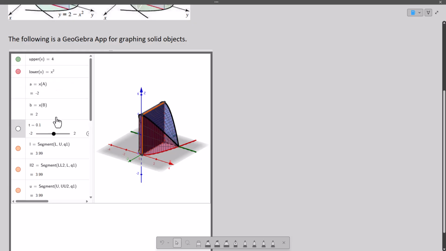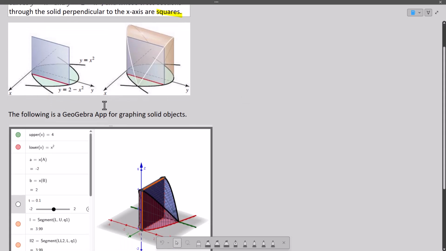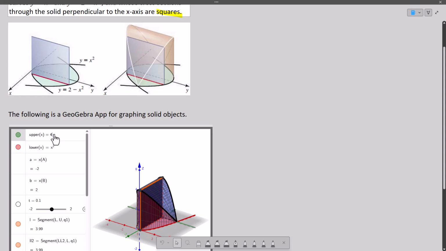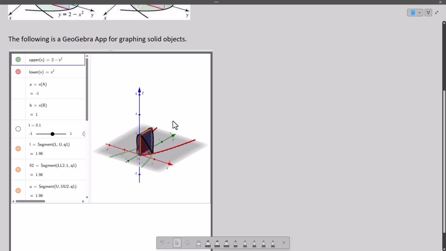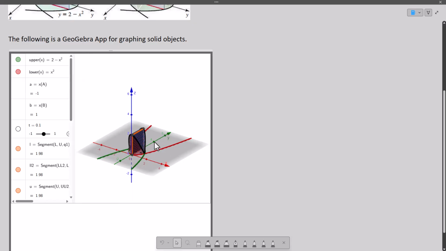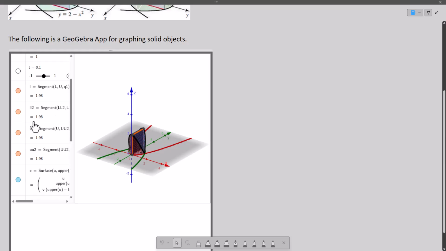All right, now this app, we can edit the upper and the lower curves. So we could make this exactly what we're dealing with here. The lower curve is x squared. This upper curve is, that's 2 minus x squared, is that what I'm seeing? And so now it's exactly, I think if I zoom in, it should let me zoom in there, but it's not. It's probably lagging.